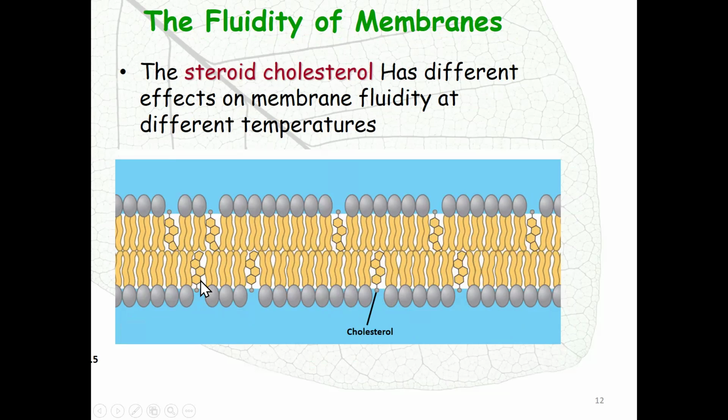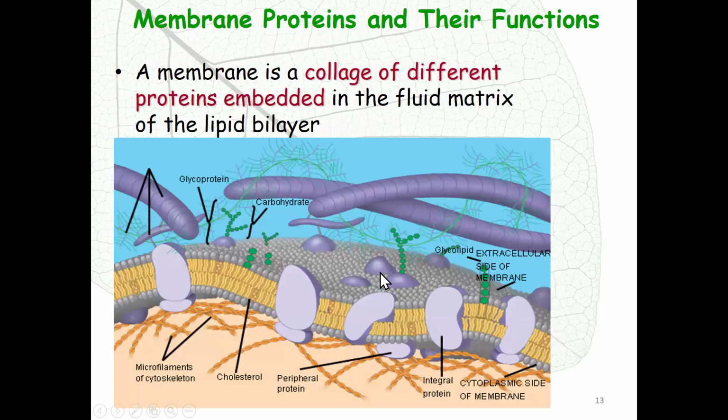Here you can see the cholesterol between two phospholipid structures. Cholesterol is there in our cell membrane also. Cholesterol is very, very important and affects membrane fluidity at different temperatures. So it can sense the temperature, and fluidity is maintained by the cholesterol at varying temperatures.